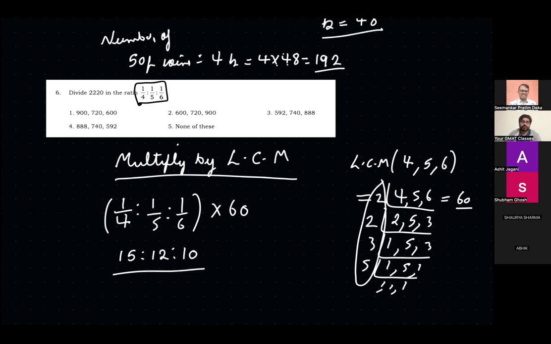Now I know how to solve. So the sum of this is 37. So the first value is 2220 by 37 into 15. Second value is 2220 by 37 into 12. So this will be 900. This will be 720. And finally, 2220 by 37 into 10 will be 600.